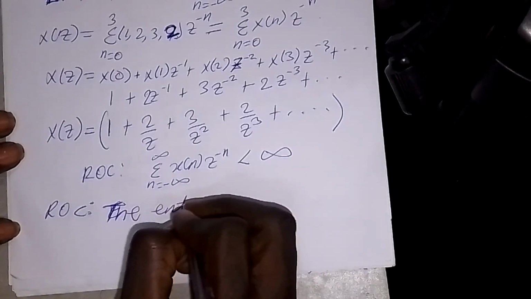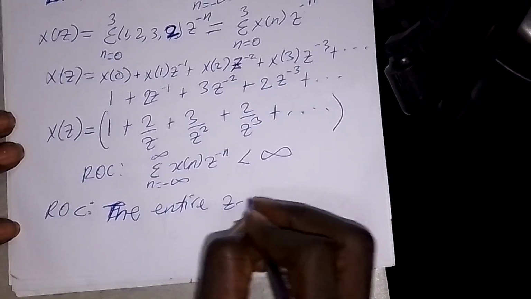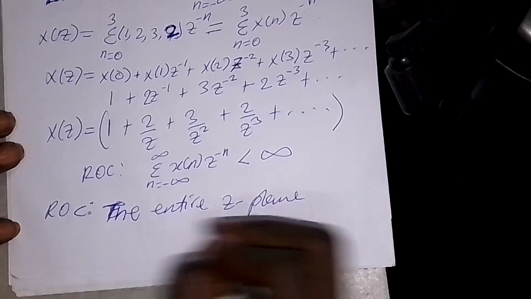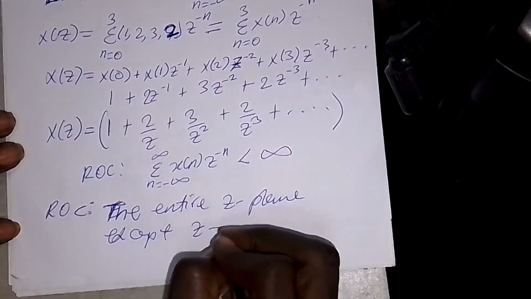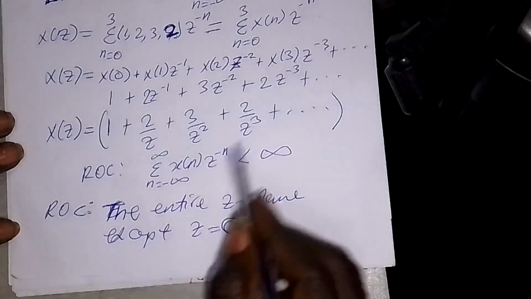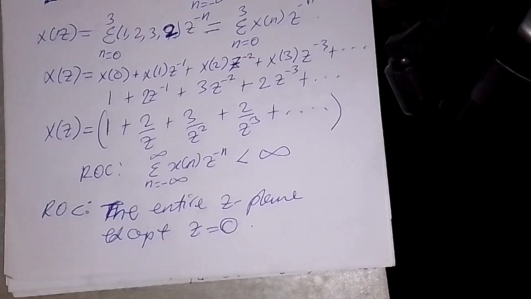So the ROC is the entire z plane, except z equals 0, because when you divide by 0, you get infinity. Alright, so that's how you can just do this one.